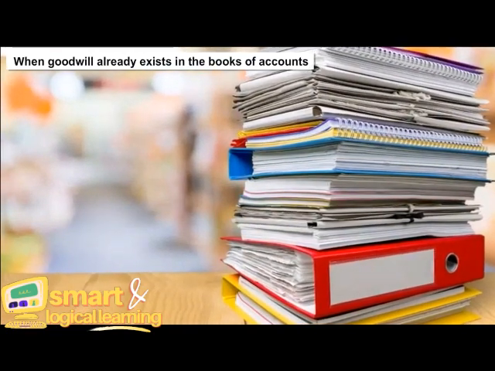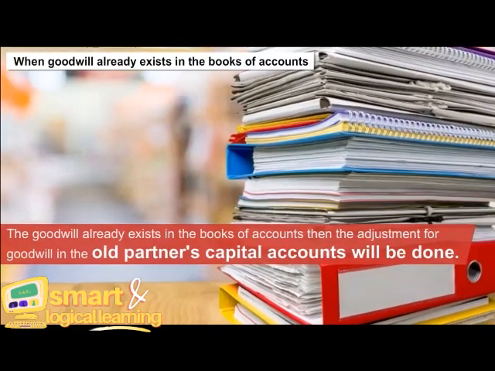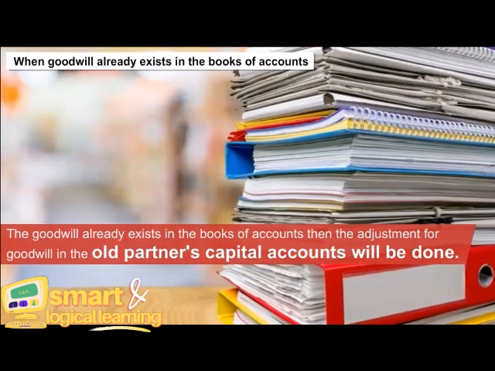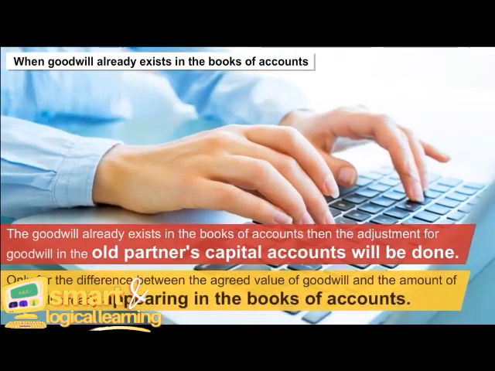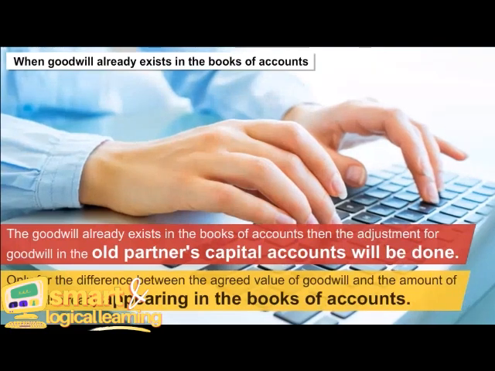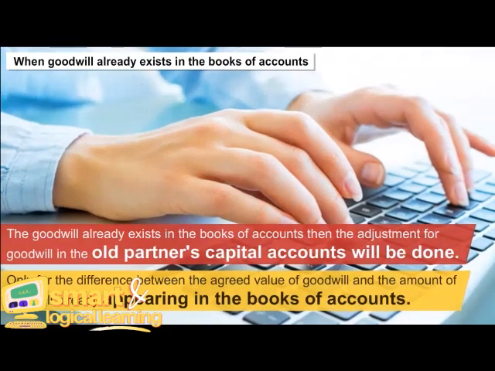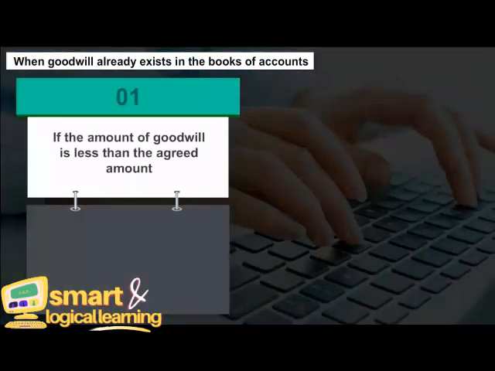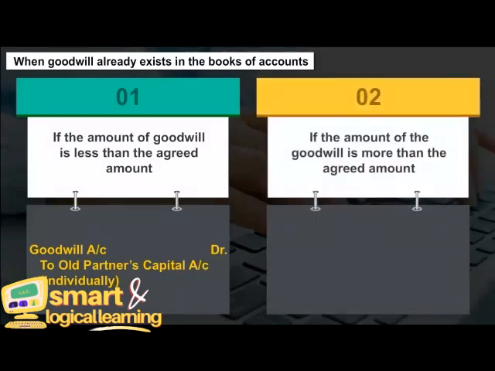When goodwill already exists in the books of accounts. There may be the case that the goodwill already exists in the books of accounts, then the adjustment for goodwill in the old partners' capital accounts will be done only for the difference between the agreed value of goodwill and the amount of goodwill already appearing in the books of accounts. There may be two conditions of journal entry. If the amount of goodwill is less than the agreed amount, goodwill account debit to old partners' capital account. If the amount of the goodwill is more than the agreed amount, old partners' capital account debit to goodwill account.